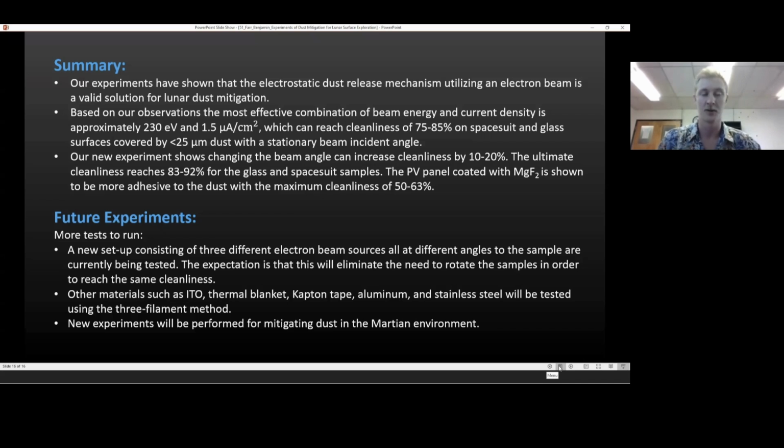And then way in the future, we're also going to test and see if this might work in a Martian environment, or figure out how we can adapt it to work in a Martian environment.